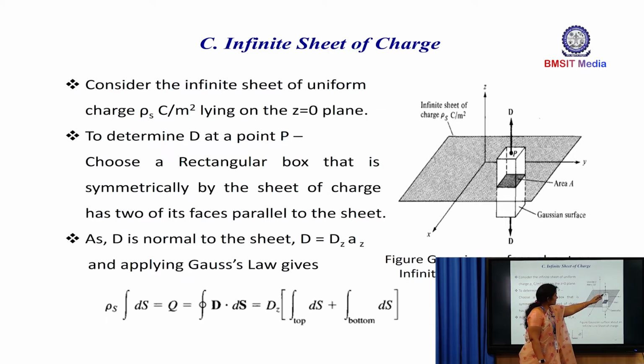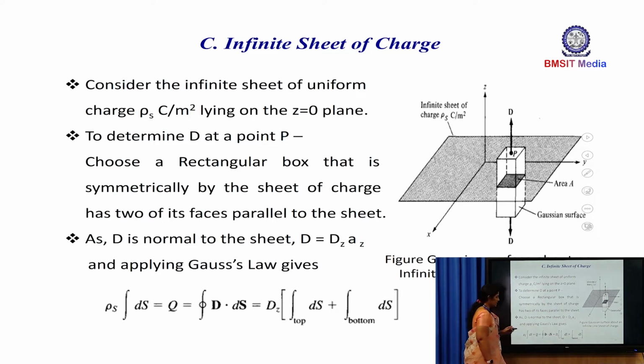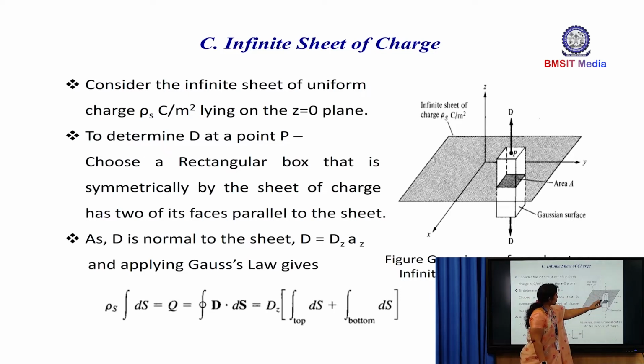So only the top and bottom areas or surfaces are normal to the sheet, so only the top and bottom surfaces of the rectangular box are considered. So Dz, for top it is integral dS plus for bottom it is integral dS. So the area for top and bottom we are considering as A.